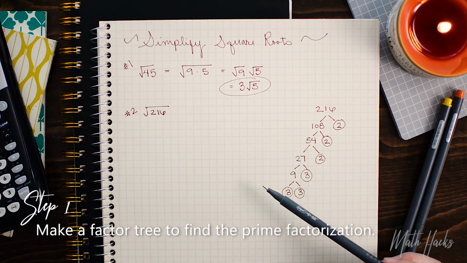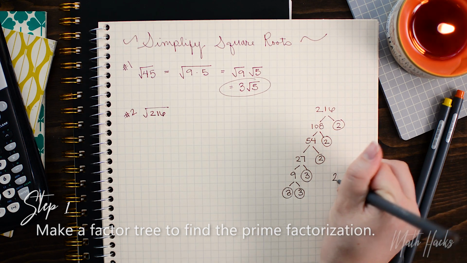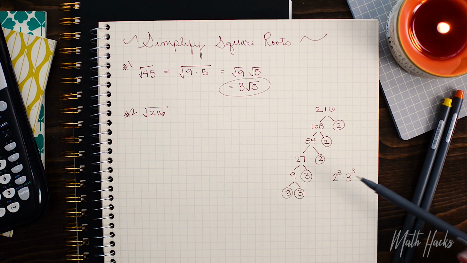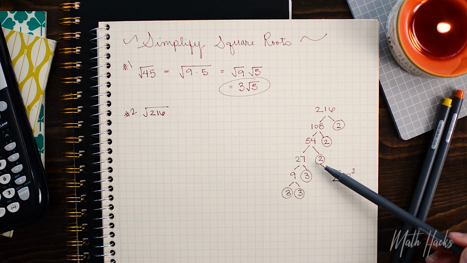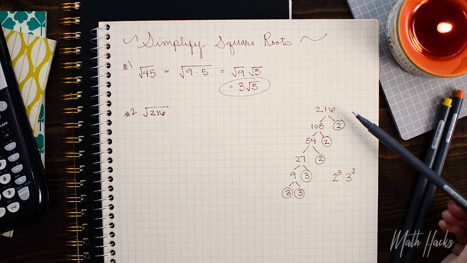Now we've got the complete prime factorization here, so you could think of this as 2 cubed times 3 cubed, because we have 3 2's that'll multiply together and 3 3's that'll multiply together to get 216.